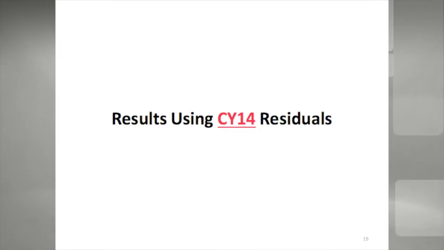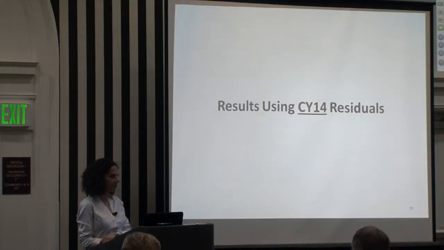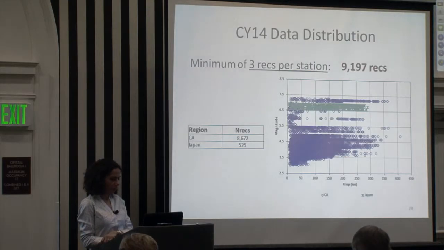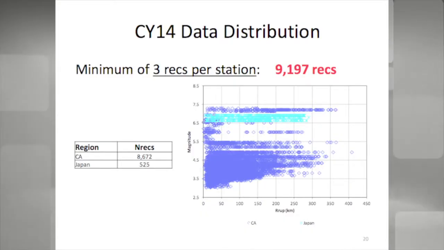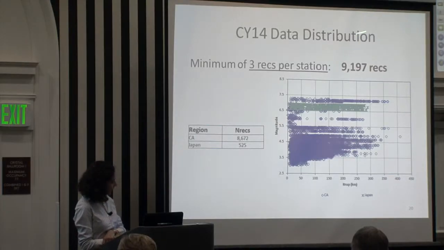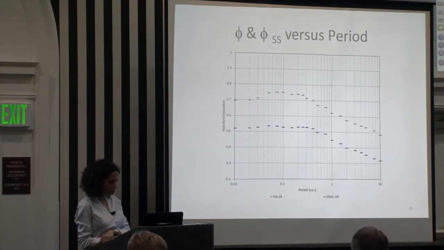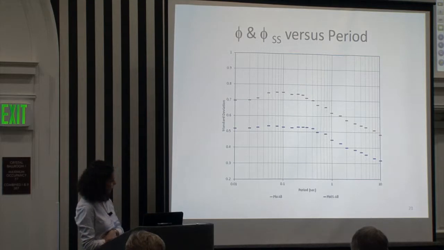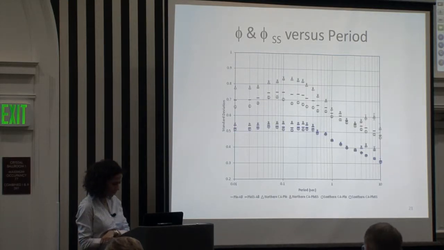Okay, for the Chiou and Youngs and NGA-West2 residuals, I repeated the same analysis. Using a minimum of 3 recordings per station, I get over 9,000 recordings, mainly from California, and a few hundred recordings from Japan. Just to show their phi and VSS, this is their ergodic phi, and after taking out the site term, this is the VSS that we get for their residuals.